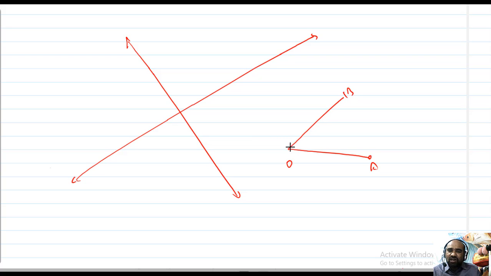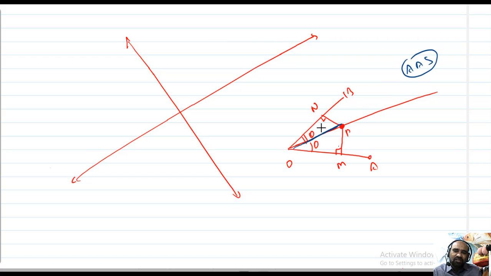Just draw the angular bisector. This, for example, is the angular bisector, with angles theta, theta. Take any point P on this angular bisector. From that point, draw perpendiculars on the arms of the angle. Say this is M and this is N. So theta, theta, 90, 90 and the side is common. From AAS congruency, these two triangles are congruent. So what do we get? PN equals PM. Which means the point P is equidistant from these two intersecting lines.